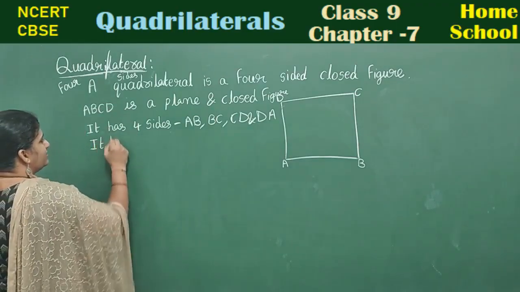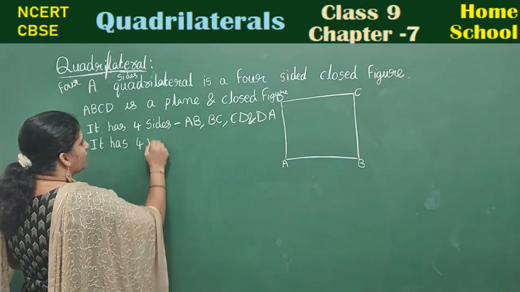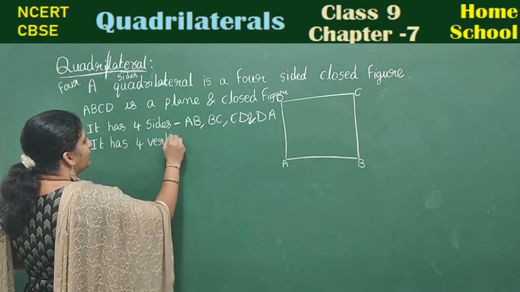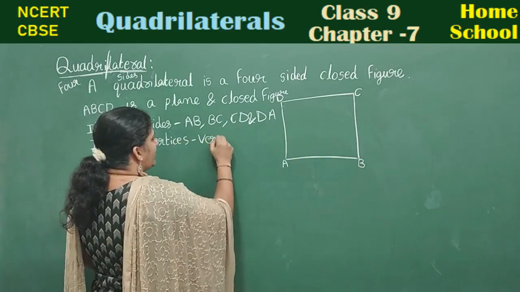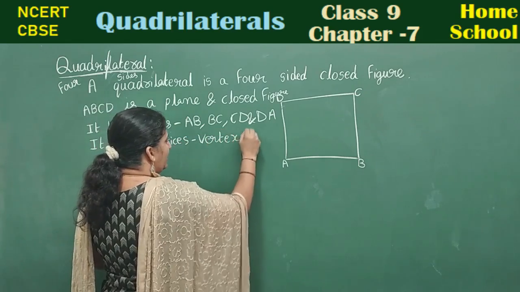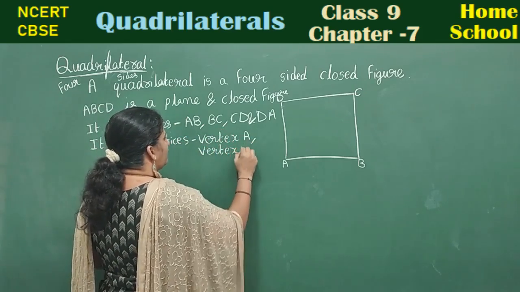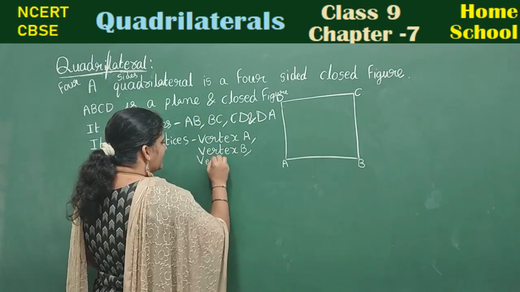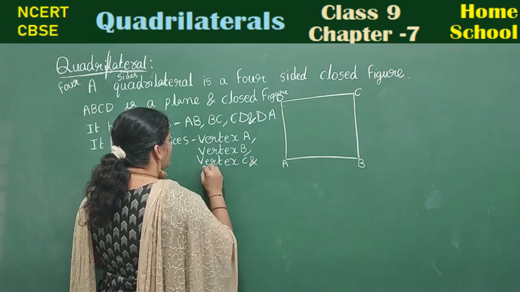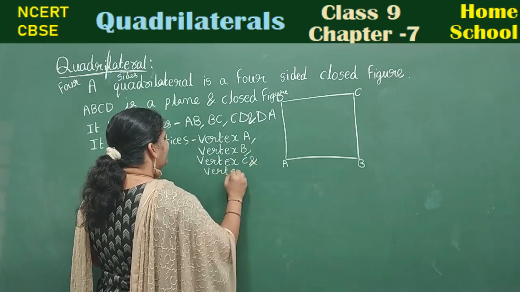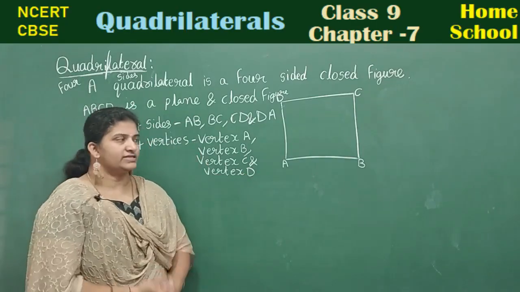It means ABCD. It has 4 vertices. That is vertex A, vertex B, vertex C and vertex D. 4 sides, 4 vertices completed.